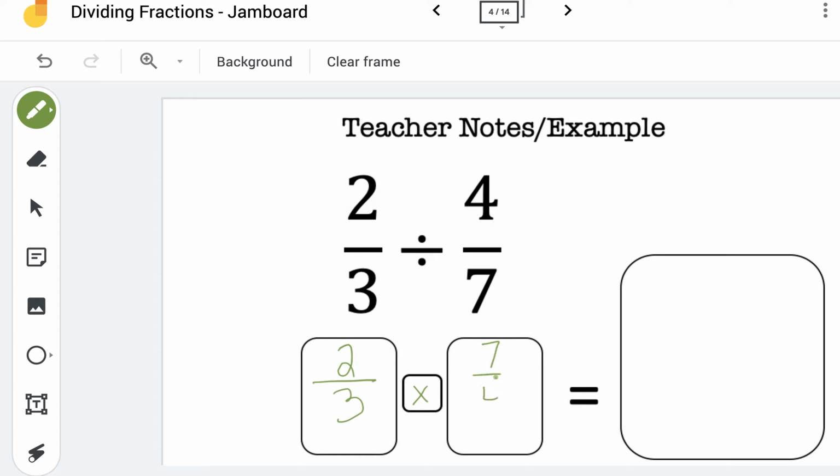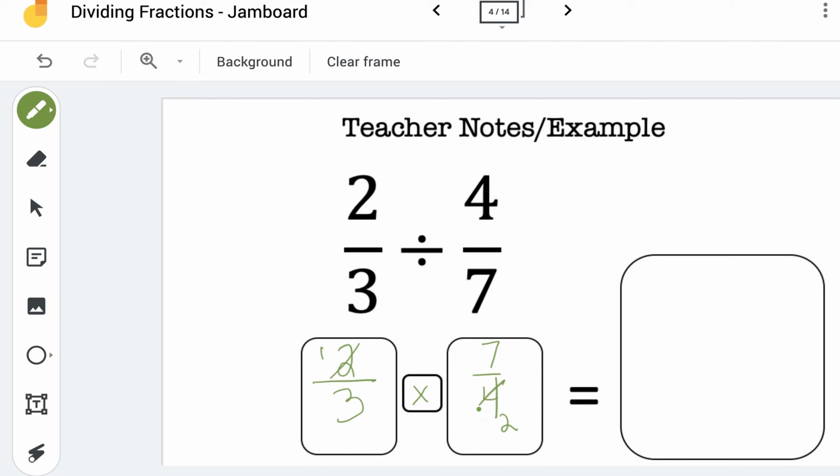And now we're going to multiply 2/3 times 7/4. And remember, when you multiply fractions, you're allowed to cross reduce. And in this case, I can reduce the 2 and the 4, right? Because they share a common factor of 2. So this is going to turn into a 1, and this is going to turn into a 2.